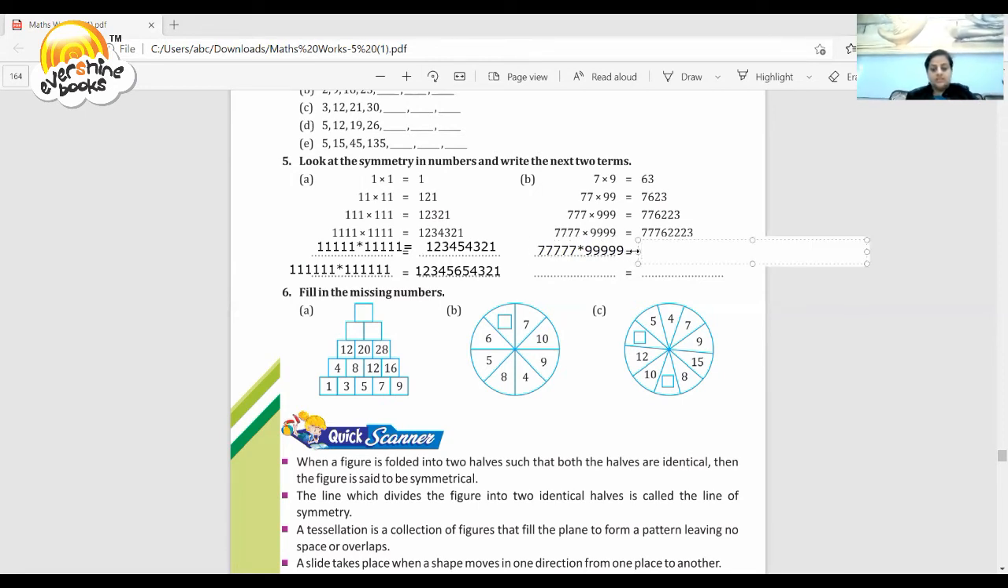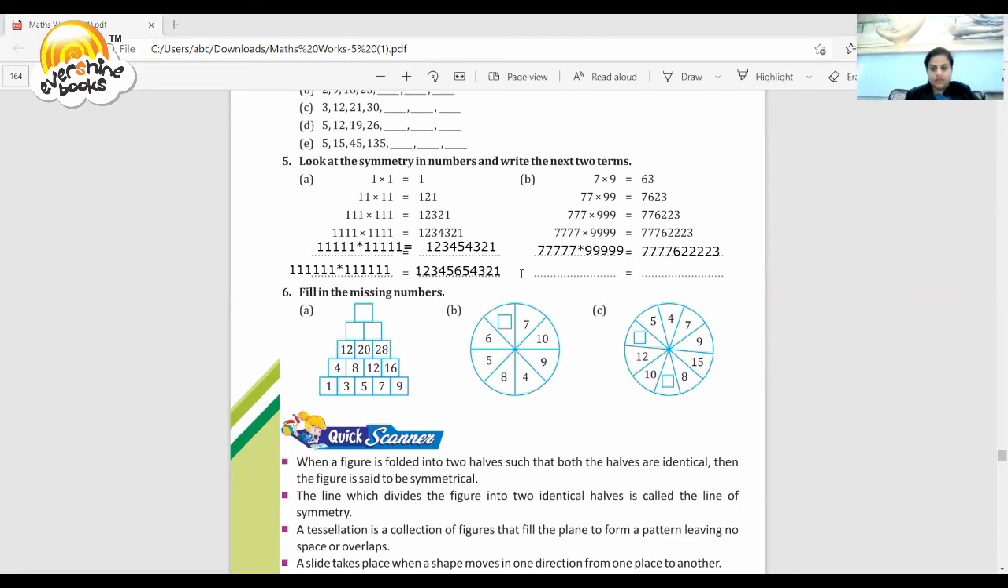7777. Here it will come 6. Why? Because just less 1 from that number, that will come 6. Then the answer will come here 2, 2, 2, 2. 4 times 2 and then 3. Then 3.